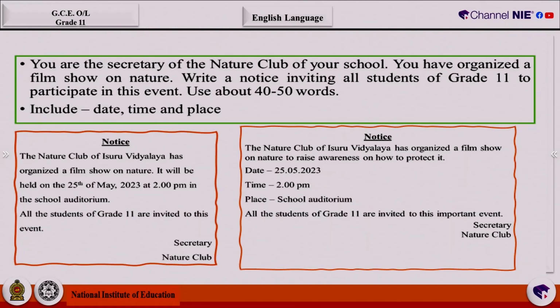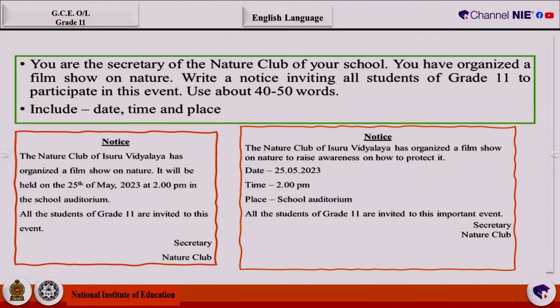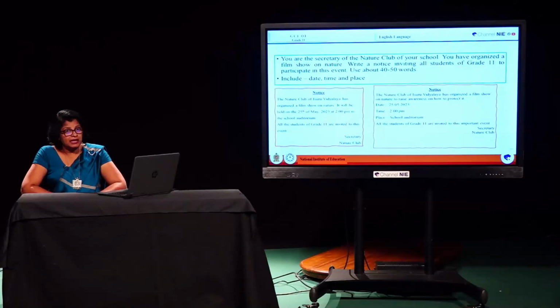So, other points have been given in a very simple point form: date, time, then the place. And after that, we can invite all the students of grade 11 are invited to this important event. You can use these formats, but remember your notice should have that required length, 40 to 50 words.